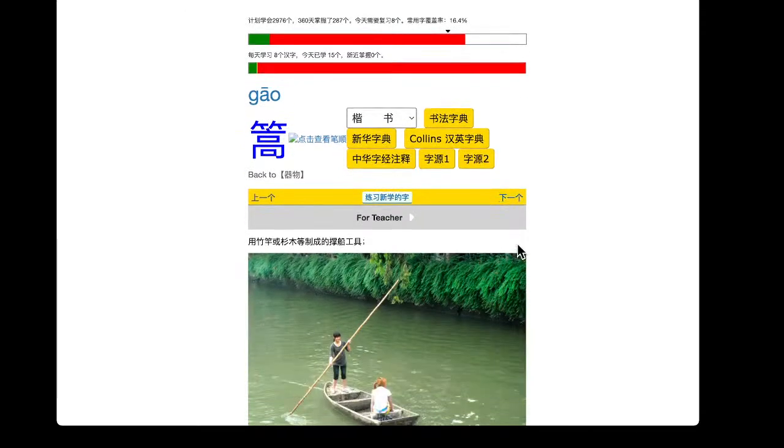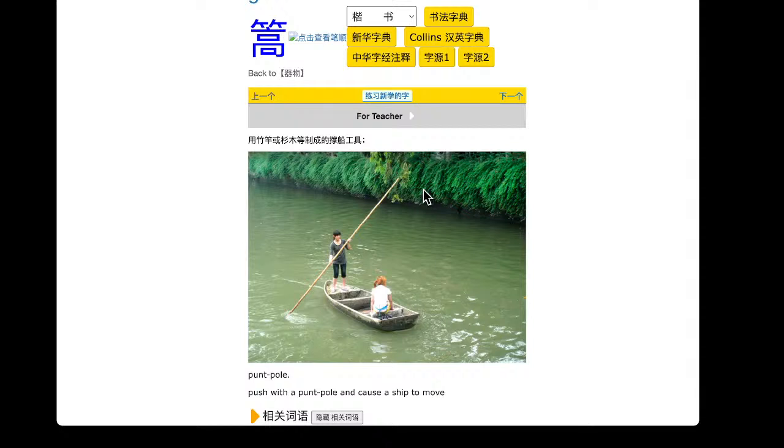This is a very specific tool. It's the big long pole that you use to propel these little boats, which are called punts. The boat is called a punt, and this pole is used to propel it by pushing off of the river bed.